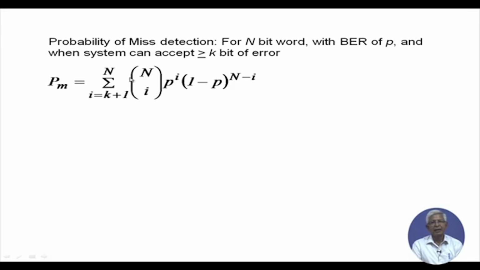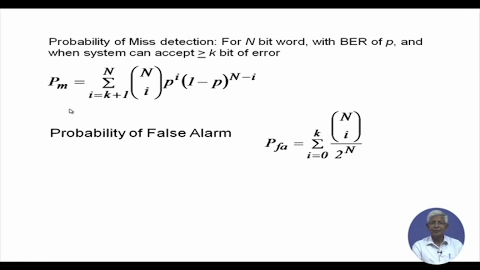Based on n, the sync bit size, the probability of error BER, and what you have decided about k, that is how many bits you can tolerate, the probability of misdetection can be calculated. Similarly, the probability of false detection or false alarm, P_FA, is expressed as the sum over I equal to 0 to k, that is how many you can tolerate, of n choose I, to the power n.